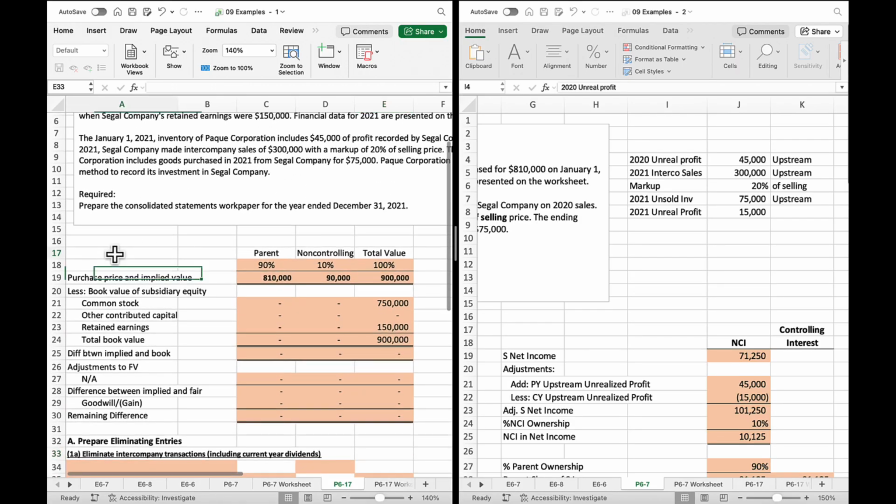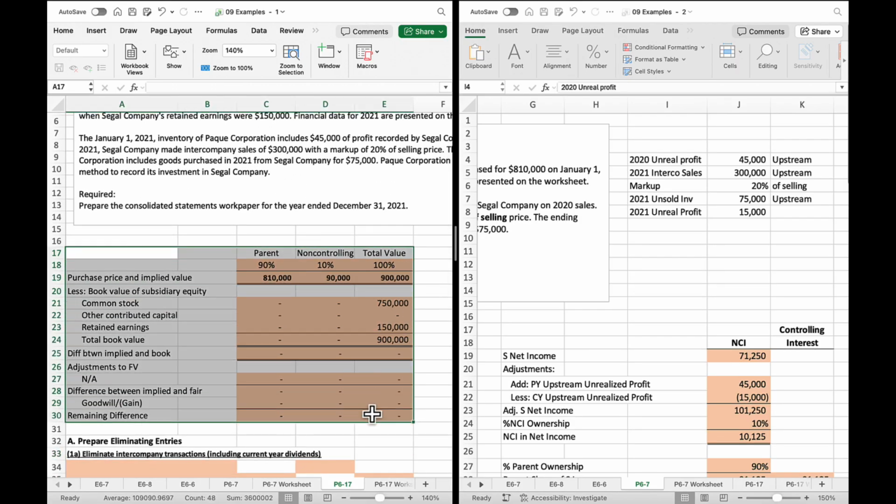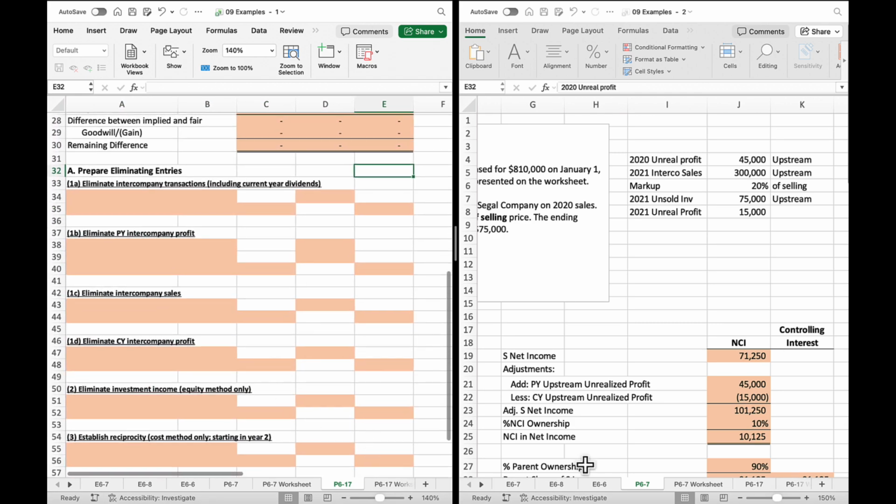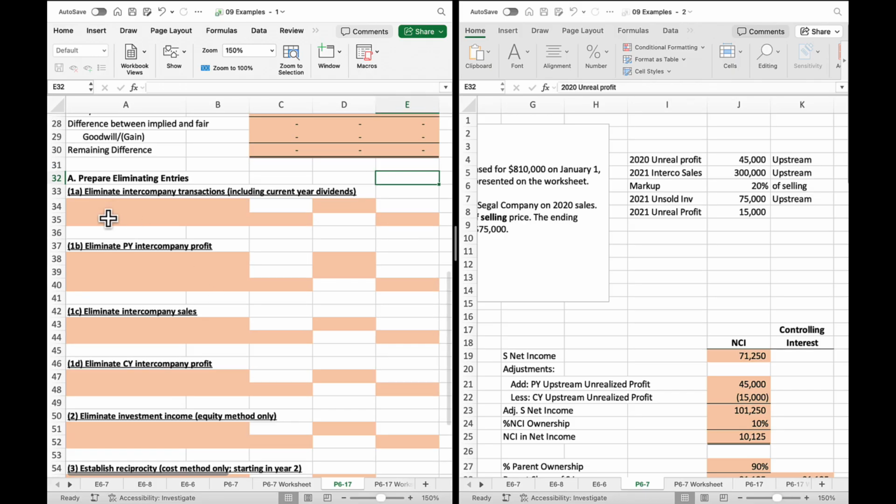And so you'll see our CAD is already here. Why is it already here? Because we prepare that on the date of acquisition before our parent has to even decide if they're going to use the cost or the equity method. So that's going to stay the same. So then we can jump right into our eliminating entries. And so if you'll recall from the previous example, our credit account for eliminating current year dividends is always going to be dividends declared by our subsidiary.